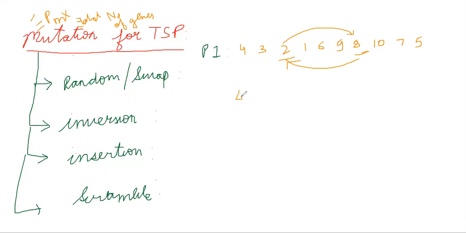So the result I'm going to have after this is, instead of 2, I'm going to have 8. 1, 6, 9, and this will be 2. And the rest of the positions remain the same. So I'm simply going to swap the two positions.